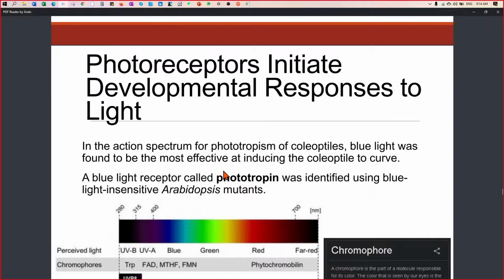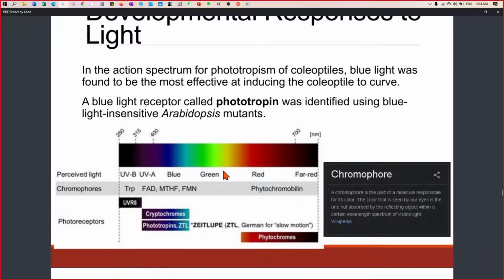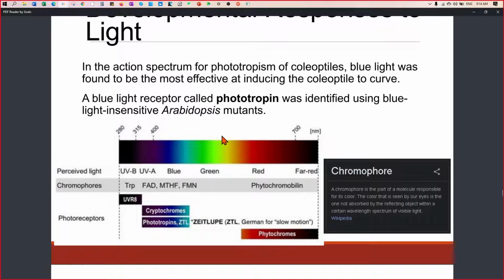So photoreceptors are actually the ones that perceive the light signals. However, they don't give the color. The color is actually given by this thing, the chromophore.